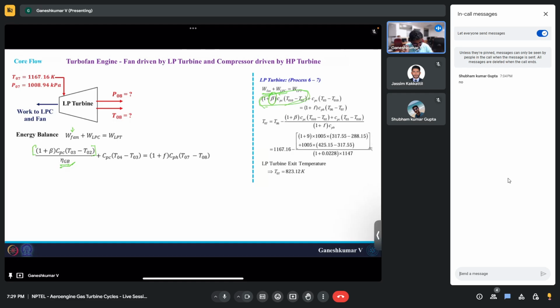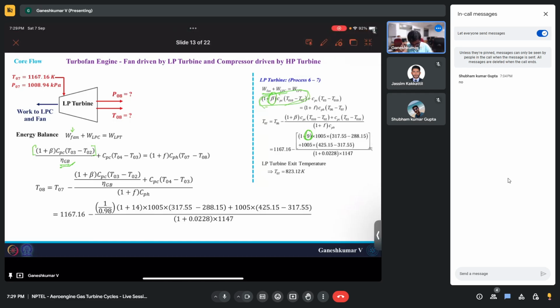So here the beta was 9, you can note here the beta was 9, but here we are going to substitute 14. Okay, so this is the change, right? So because of the geared turbofan we were able to go with a higher bypass ratio. And if you substitute all the other numbers, this is what you will get. So if you guys have a calculator, you can quickly find out what would be the T08.